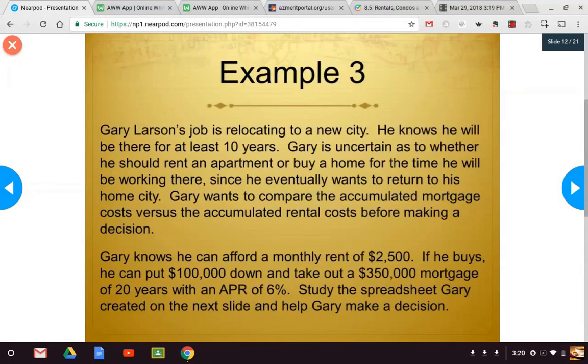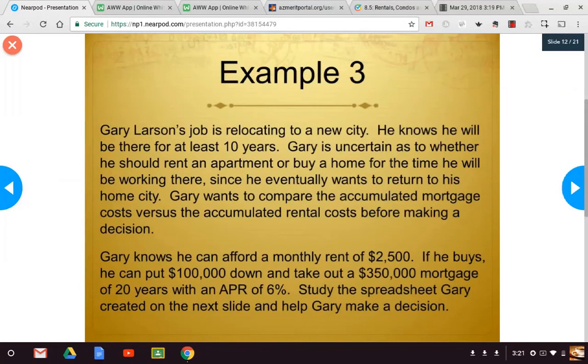In this example, Gary is relocating to a new city, and he knows he's going to be there for at least 10 years, but he's uncertain whether he wants to rent an apartment or buy a home for that time that he's going to be working, since he eventually wants to return to his home city. So he's going to compare the accumulated mortgage cost versus the accumulated rental cost before making any decisions.